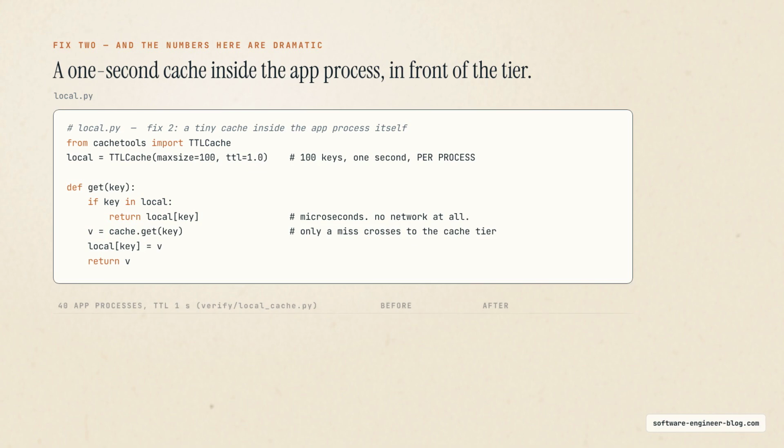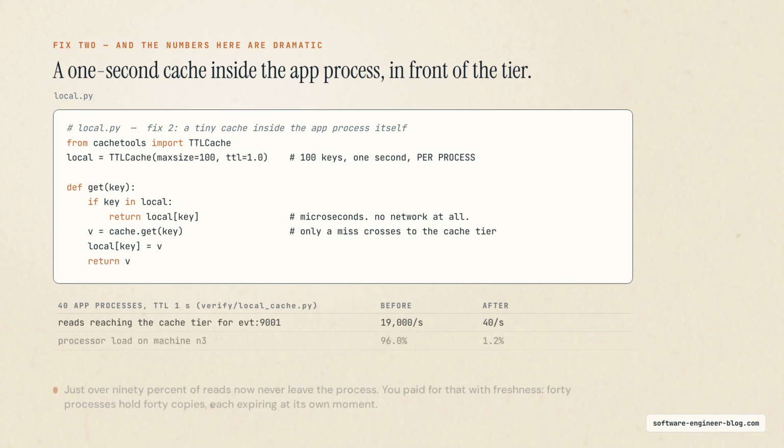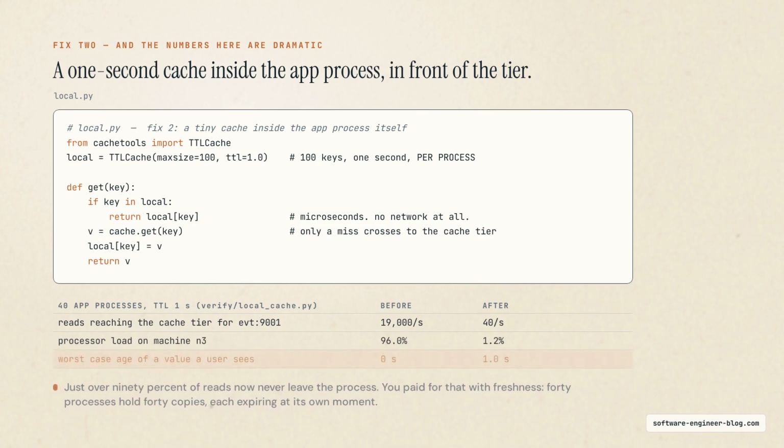Now the cost, and it is a real one. There are 40 application processes. Each one holds its own copy, and each one expires at its own moment. A change can take a full second to be visible everywhere, and half a second on average. You cannot clear them all at once. You traded freshness for evenness, and that is a decision, not a free win.